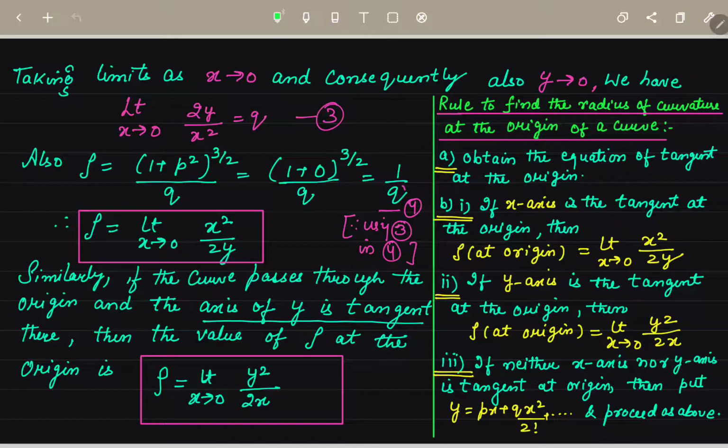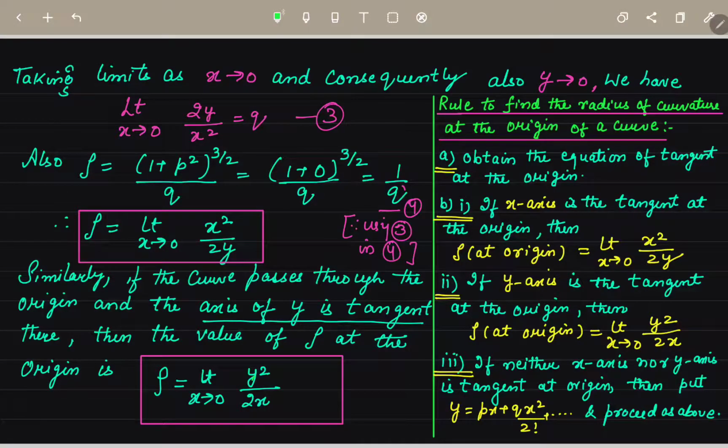That was for the case when the x-axis is tangent to the curve at the origin. Similarly, if the curve passes through the origin and the y-axis is tangent there, then the value of rho is given by this formula. Here we only have to replace x by y and y by x. So here we get y square, and in the denominator we get 2x.